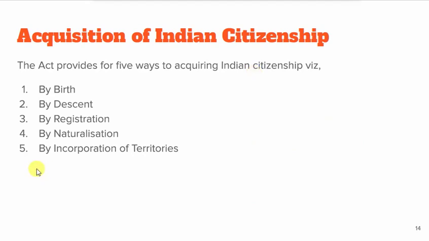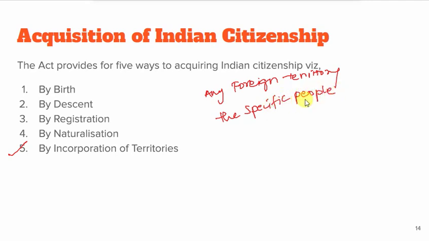And now the last and final one, by incorporation of territories. So what exactly is this? If India acquires any foreign territory, the government of India will give the people of that specific territory the status of Indian citizenship. So that is why incorporation of territories is one of the ways of acquiring Indian citizenship. The government will provide citizenship to the people of the territory acquired by India.